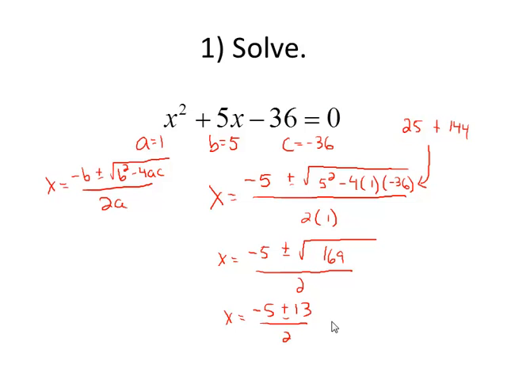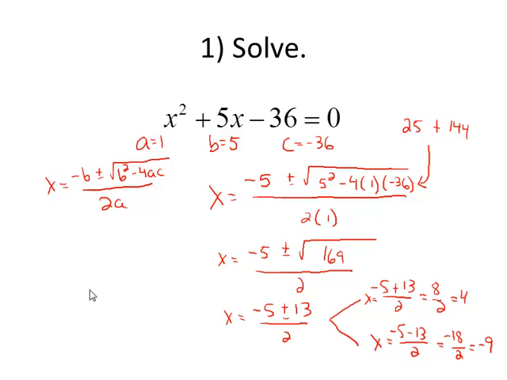And now we can simplify that. Negative 5 plus 13 divided by 2 is 8 divided by 2, which is 4. And to find the second solution, that's x equals negative 5 minus 13 divided by 2, negative 18 divided by 2, that is negative 9. So our solution set is negative 9 and 4.